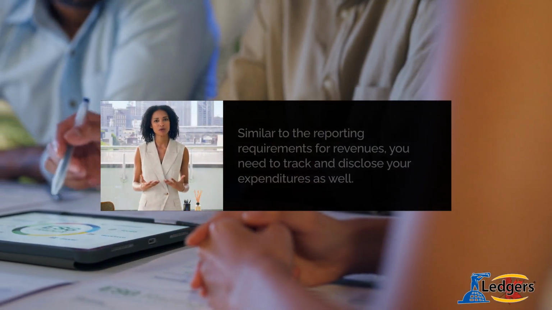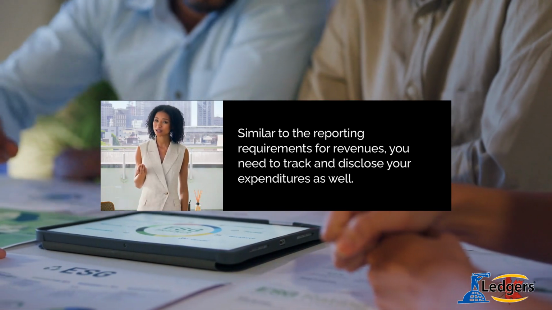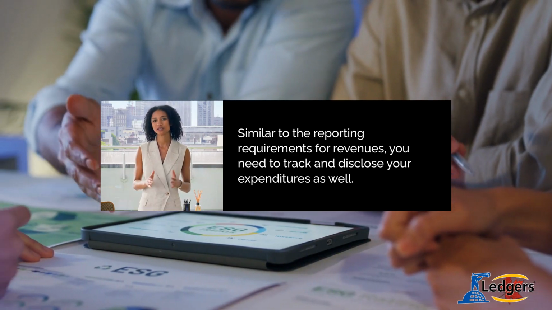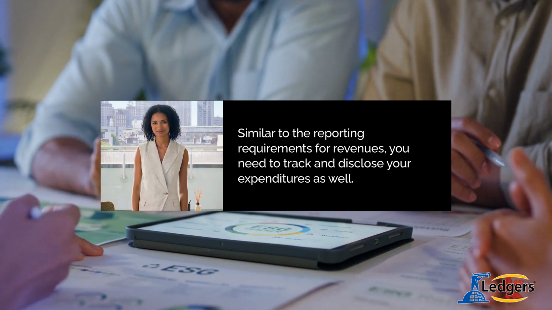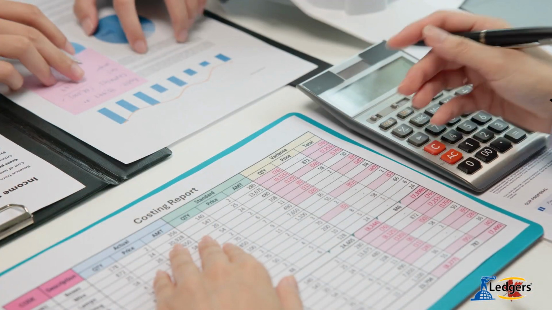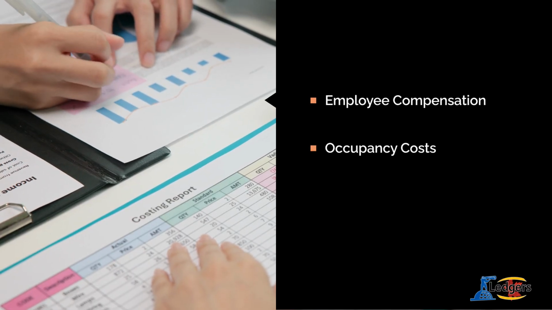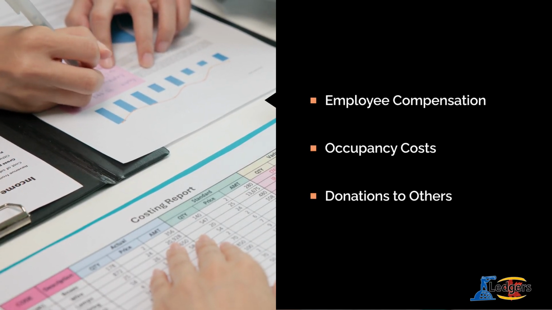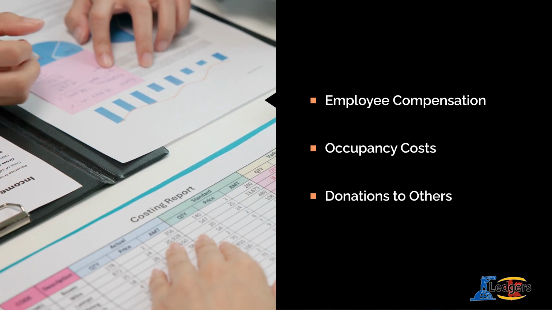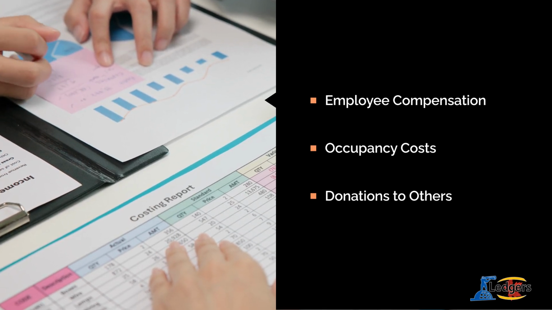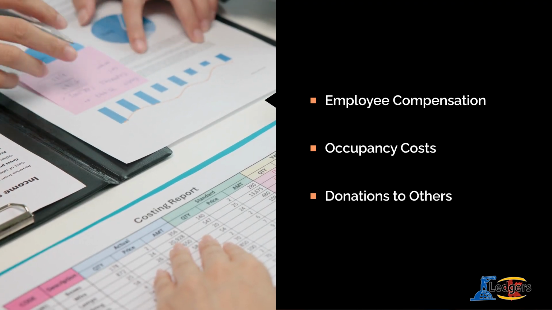Similar to the reporting requirements for revenues and other income, the CRA requires very specific details of how your funds are disbursed and to whom. Attention to detail here will be very important. Amounts you pay to employees are of major concern to the CRA. They also want to know how many part-time and full-time employees you have, their average wages, and other forms of compensation. Occupancy costs such as rent, maintenance, and utilities must be reported, and donations made to others.